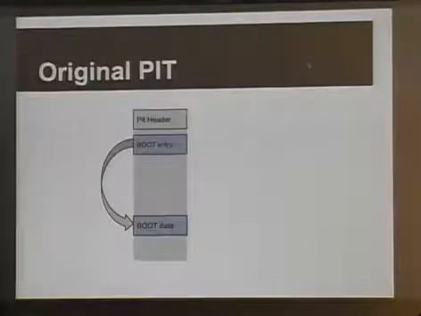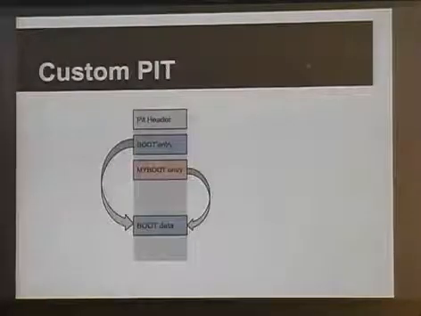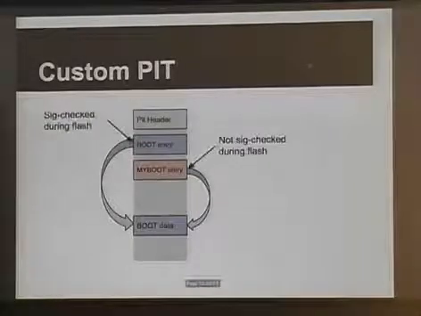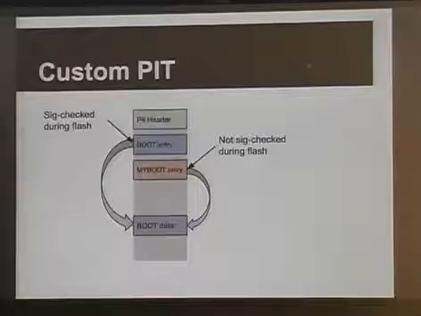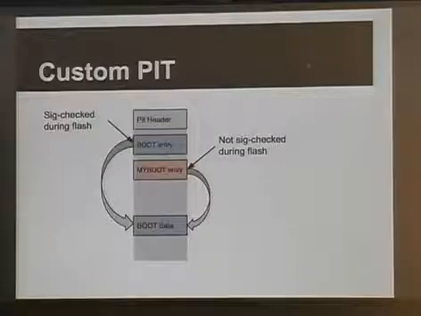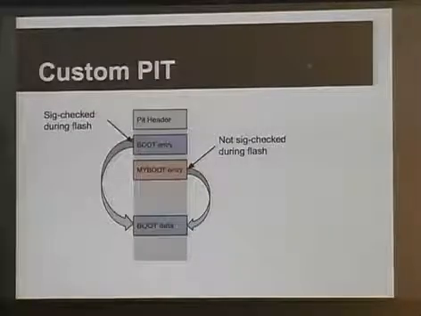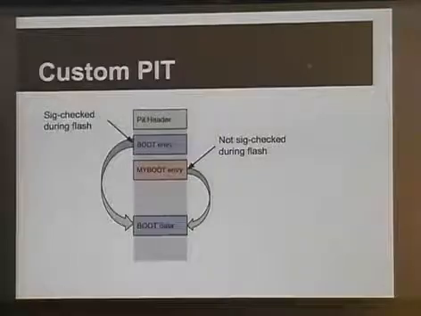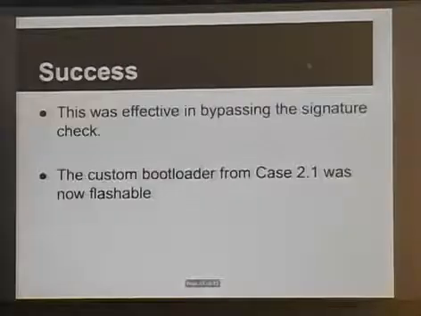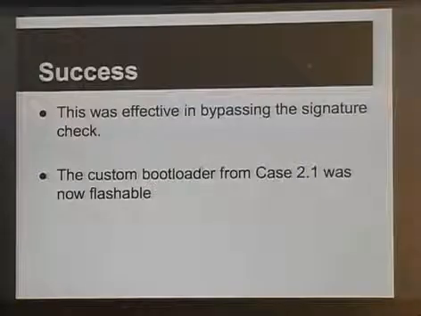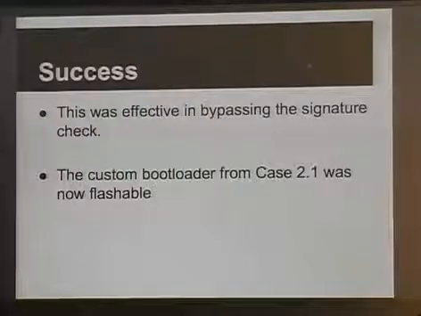So here we have an original PIT. It's got the boot entry that points to the boot data. Now we have our custom myBoot entry. It's also going to point to the boot data. The boot is on the list, so it's going to be signature checked during the flashing process. myBoot is probably not going to be on their list, so that won't be checked. But if myBoot is able to be flashed, it will flash to the same location as boot would have been. So we can use that trick to flash our custom bootloader back on the device. And that did work, and we were able to get it back on there and then boot custom kernels once again.